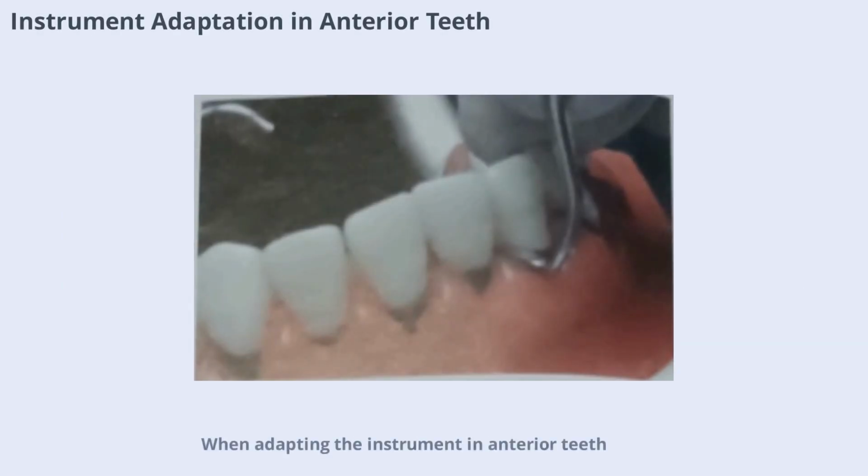When adapting the instrument in anterior teeth, the tip should be placed away from soft tissues and mostly pointing downward for upper teeth and upward for lower teeth. The cervical portion should be divided into mesial and distal halves for proper instrumentation. Interproximal scaling is challenging due to calculus attached to proximal surfaces and embrasure areas. Detaching calculus from both labial and lingual surfaces simultaneously is often necessary.